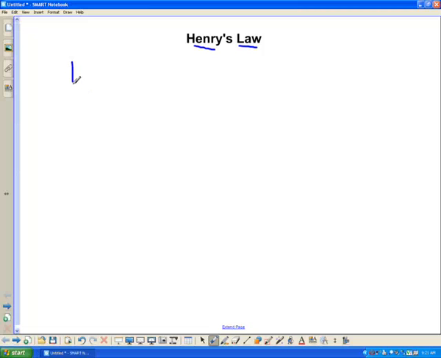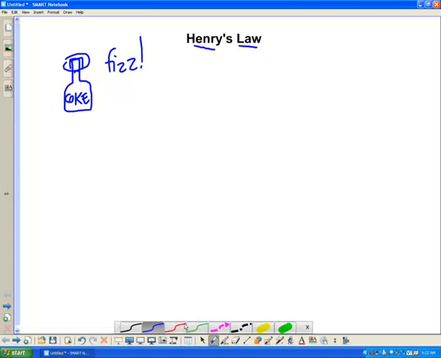Think about a bottle of soda. And here's my fabulous representation of a bottle of soda. There's the top. Let's say it's some Coke with that lovely Coke logo. What happens when you take off that cap? Well, of course, what you hear is a fizz. Now, what's actually happening that accounts for that fizz? Well, something's being released. And of course, that gas that's being released is CO2.